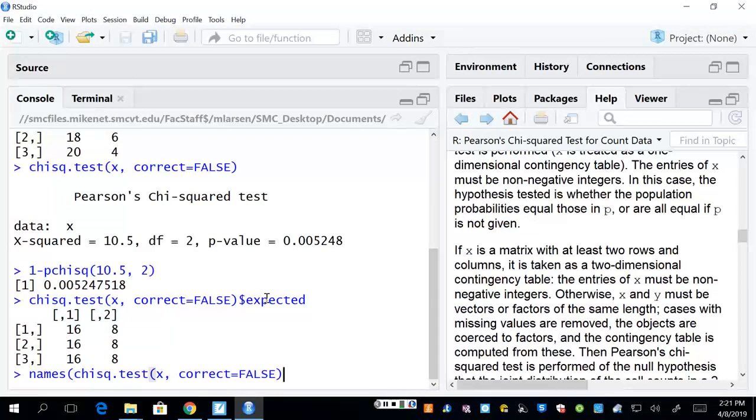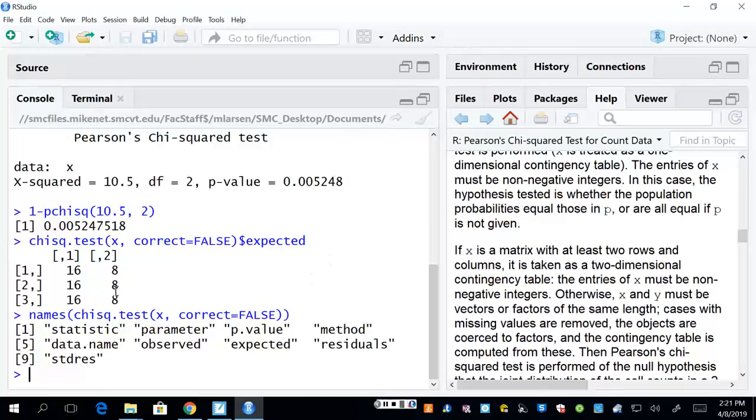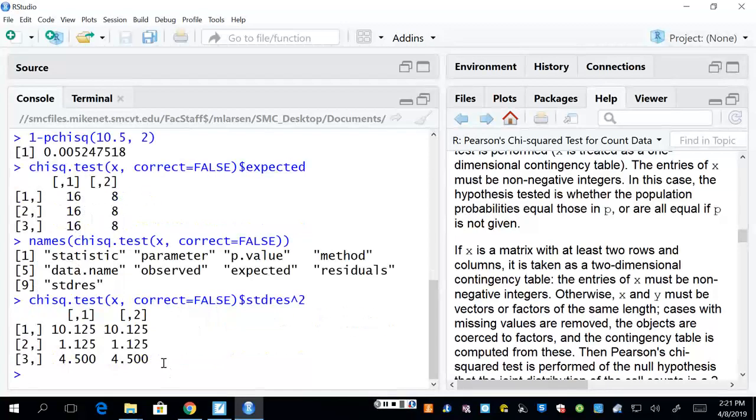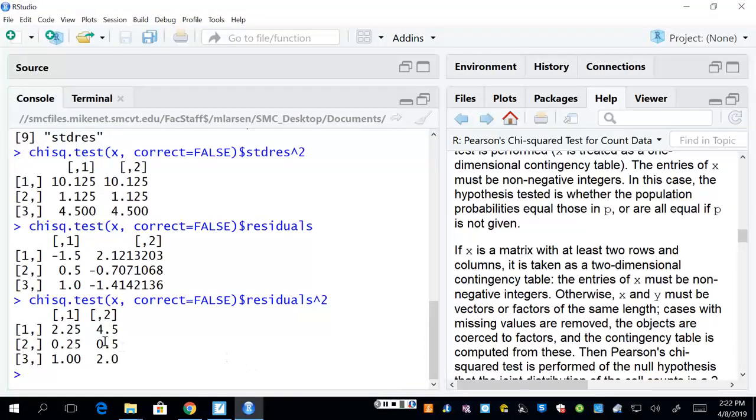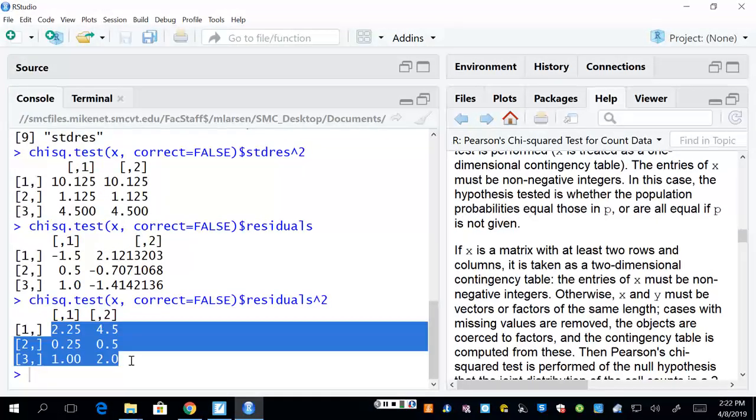This is a list of things, so there's extra stuff on there. There's statistics, p-value, observed, expected, residuals, standardized residuals. I think the standardized residuals squared are how things contribute, no, that's not how things contribute to that. But anyways, you could look at this a little bit more, and there are different residuals. Here, this is how they're different. Maybe residual squared is what was added into the chi-square statistic.